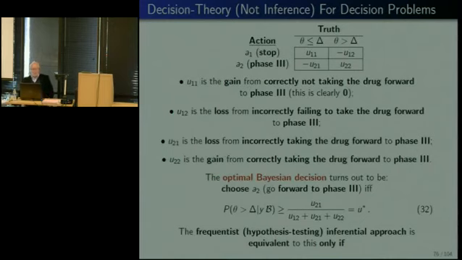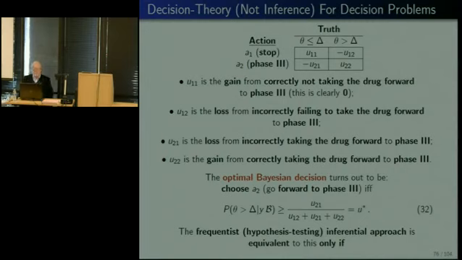So there's our table. Actually, I said that U11 is the gain from correctly not taking the drug forward to phase 3. I said this is clearly 0, but it's not. It's some number that you could work out. It might cost $10,000 to run the phase 3 trial, or $50K, or whatever it is. And then the other numbers we've already talked about.